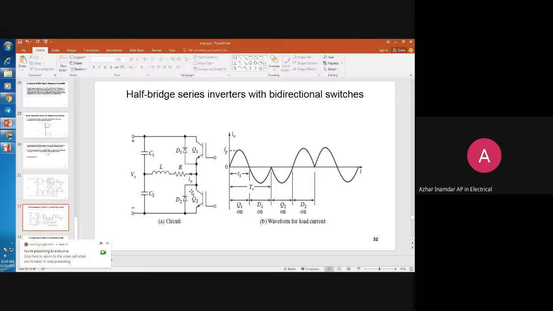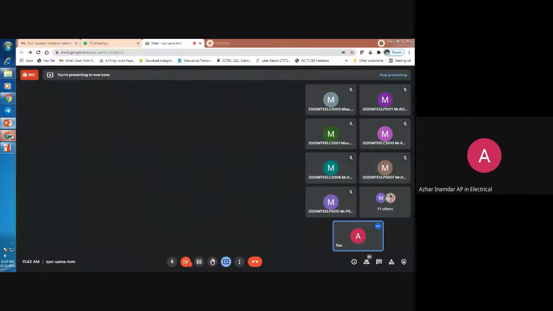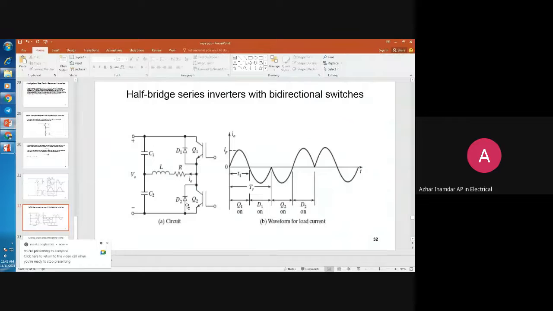Also, you can use thyristors here, and this is the load. The load is RL, and IO is your output current. You can see here we are getting a nearly sinusoidal waveform.